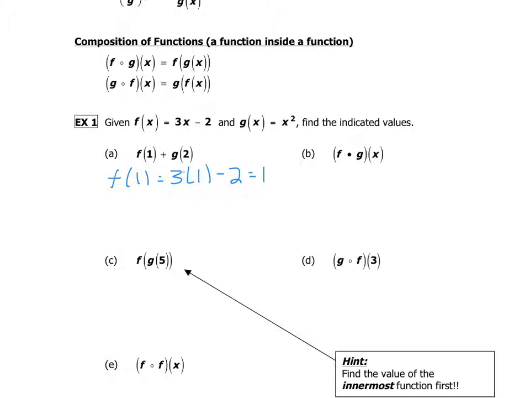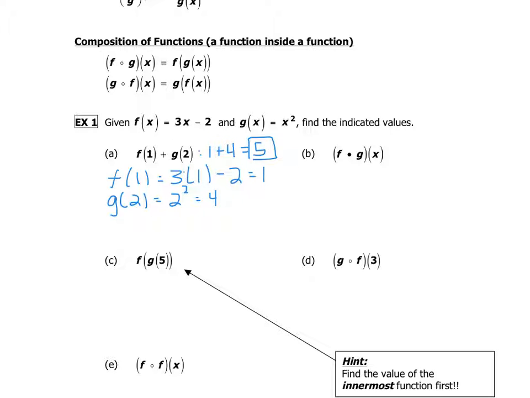Now we need to find g of 2. We put 2 in the g function, which is 2 squared, and that gives us 4. Now all we're doing is adding f of 1 plus g of 2, and that gives us 1 plus 4 equals 5. And that is our final answer. So let's go on to example B.